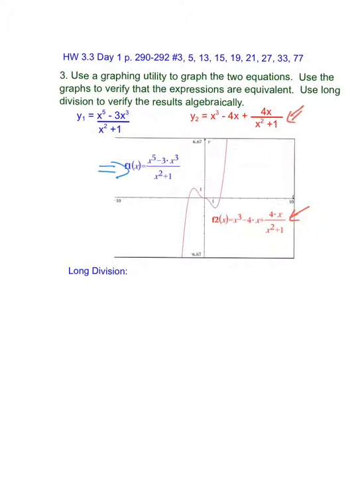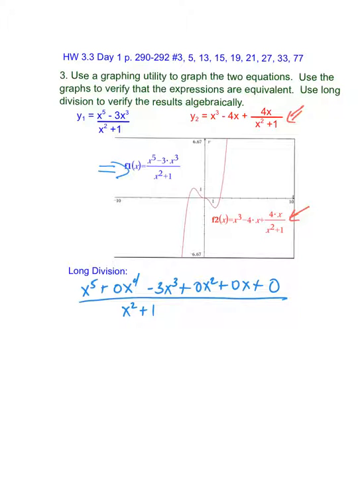So now we're going to see that these two expressions are actually equal by verifying that with long division. So let's go ahead and do the long division. To do this long division, we have to recognize that there are a number of missing terms. So we are actually going to be dividing x to the fifth plus 0x to the fourth minus 3x cubed plus 0x squared plus 0x plus 0, which is the dividend, and the divisor is x squared plus 1.